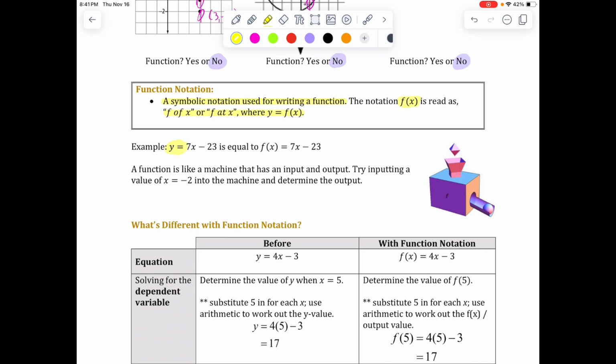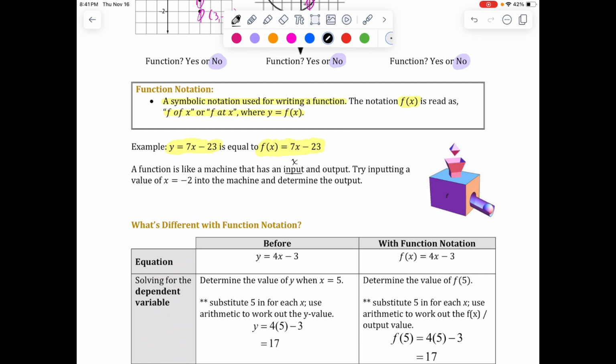Normally, in grade 9, we would say y equals 7x minus 23. Now in grade 10 rather, we'll sometimes write f of x equals 7x minus 23. So what does that really mean? Well, it says a function is like a machine that has an input.